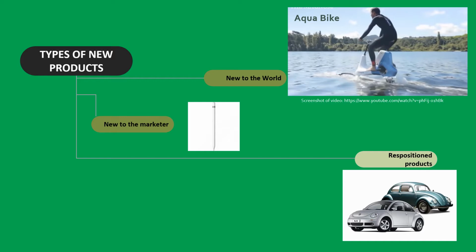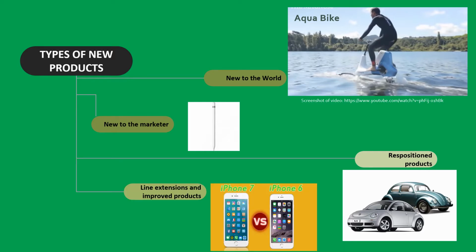Repositioned products are products that were taken off the market and then revamped and brought back after some time. And finally, line extensions and product improvements can also count as product development.